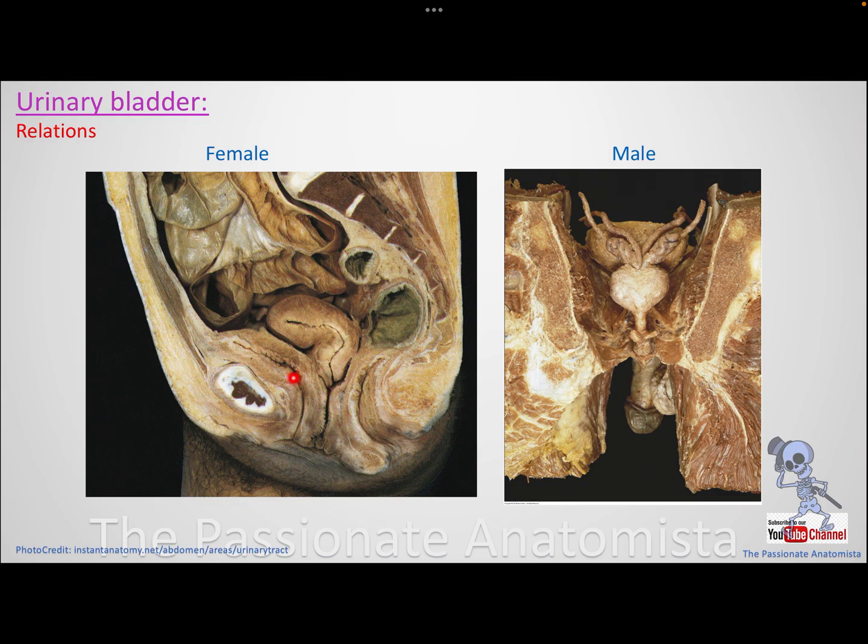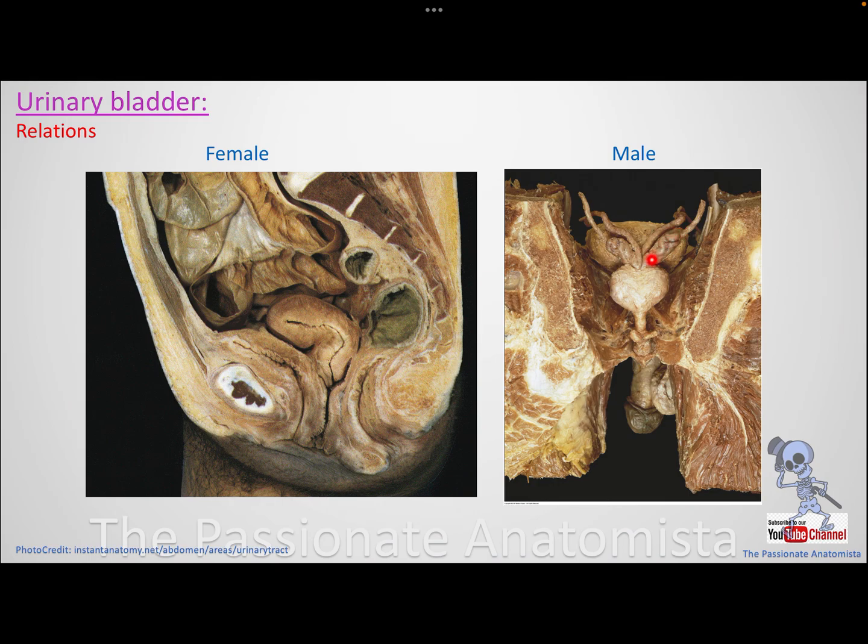And if you look at this very nice cadaveric picture, you will see that in the female bladder, its superior relation would be the uterus and its posterior relation would be the vagina. And in the male, if you look, this is the bladder and you can see how the ureters open in the posterior-superior angles of the bladder. And if you look at the posterior, it's going to be male structures.